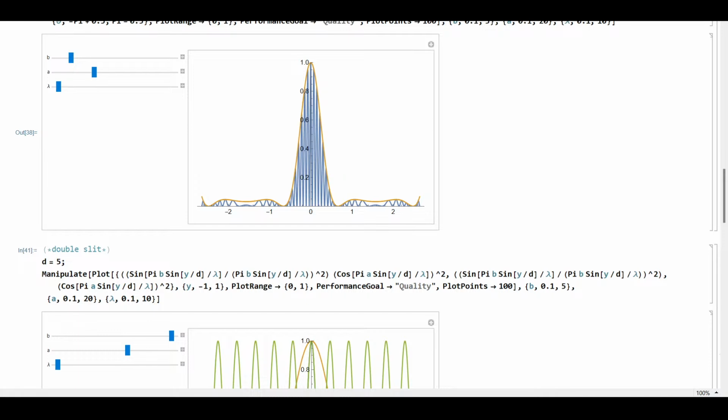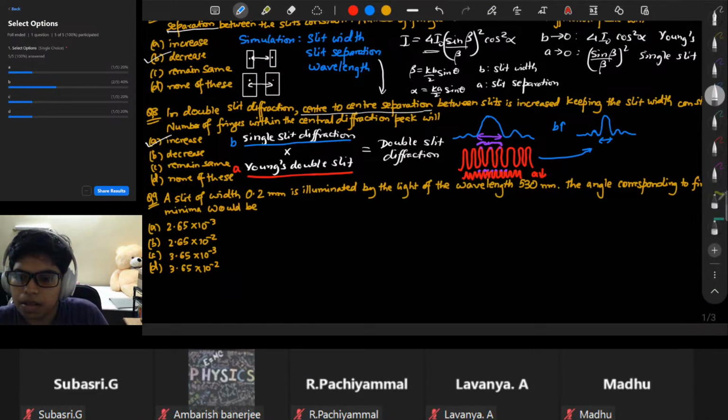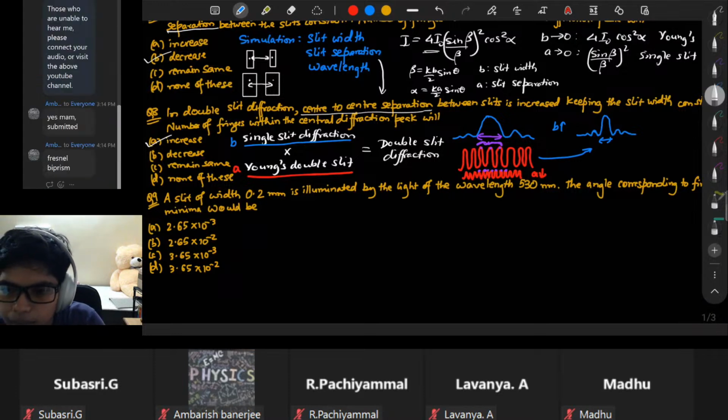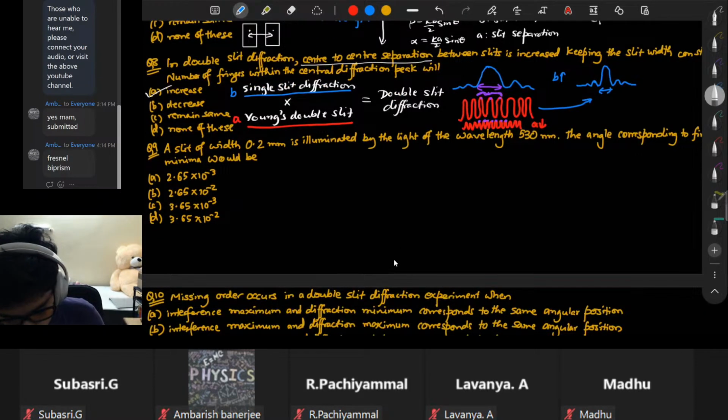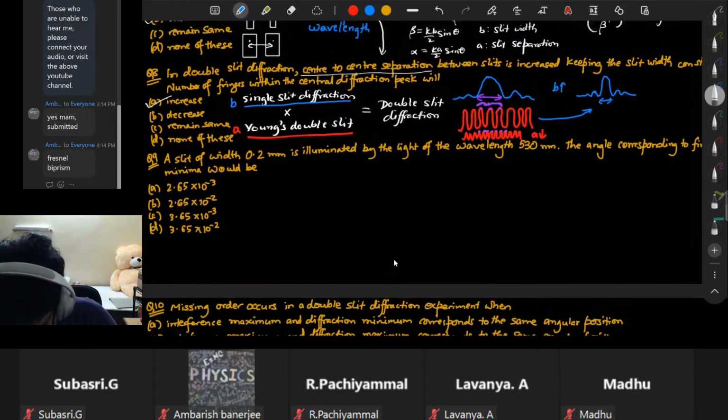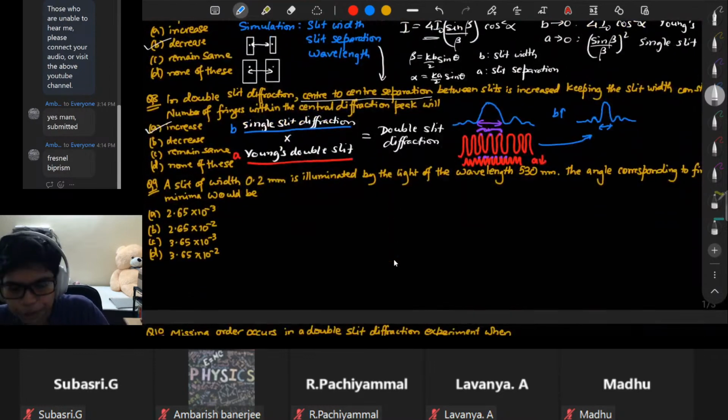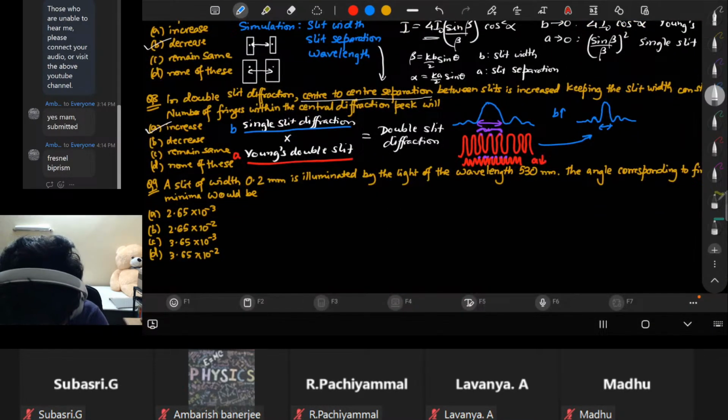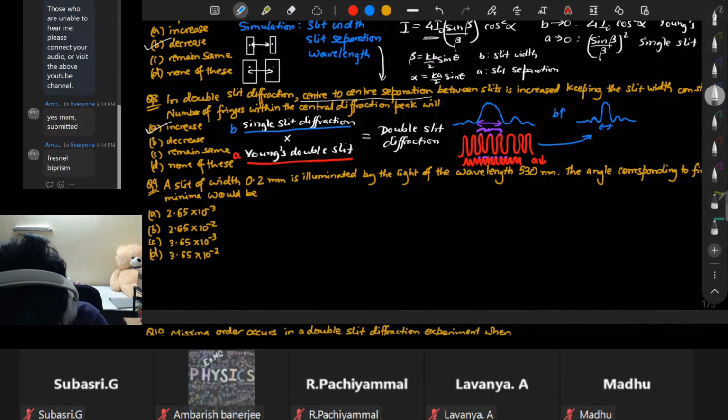Okay, so I hope that is clear. Let's come back. Two more questions to go. A slit of width 0.2 mm is illuminated by light of wavelength 530 nanometers. You need to select the angle corresponding to the first minimum for the single slit diffraction pattern of the given width and given wavelength. So I will relaunch the board.